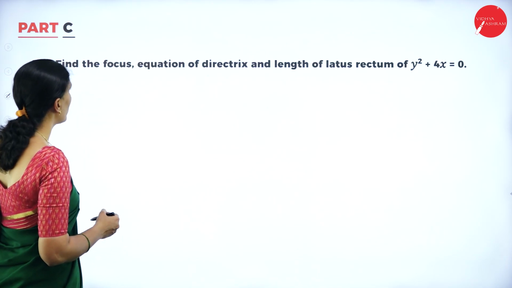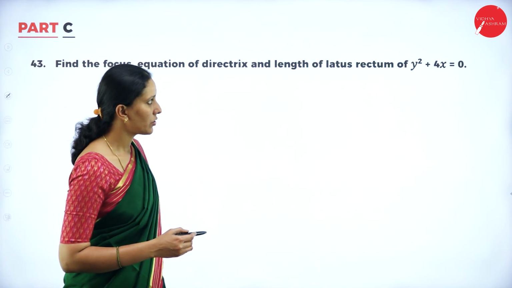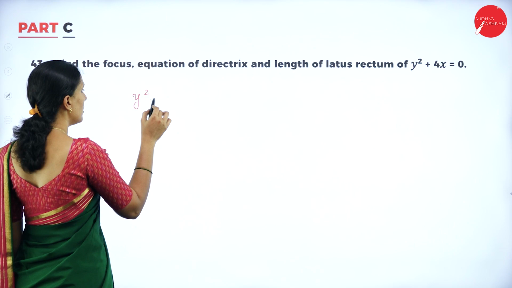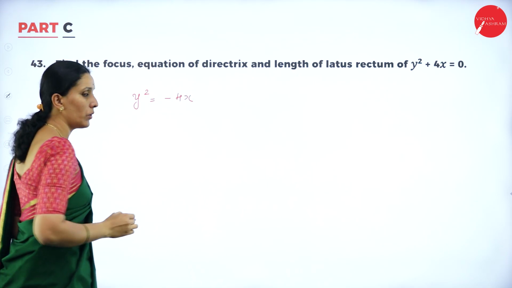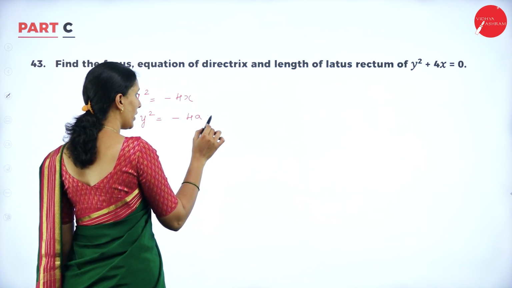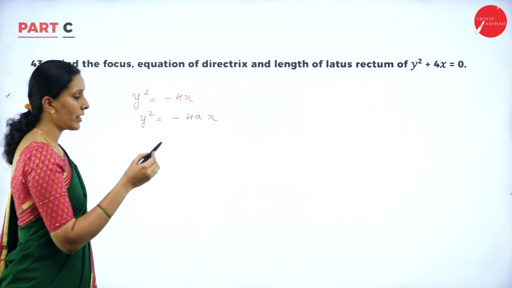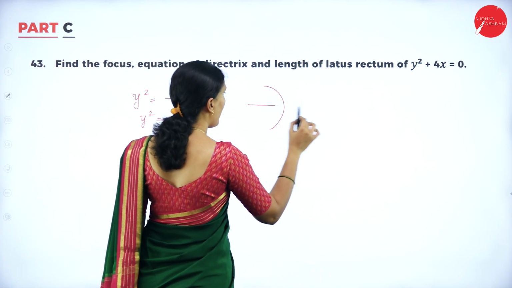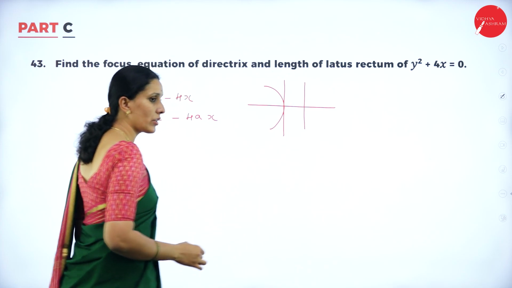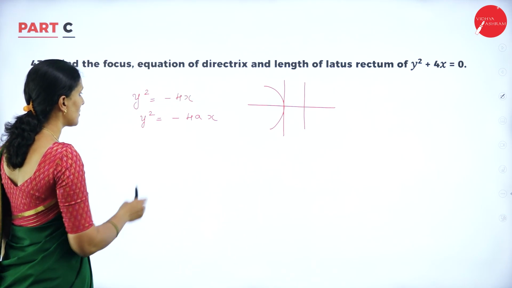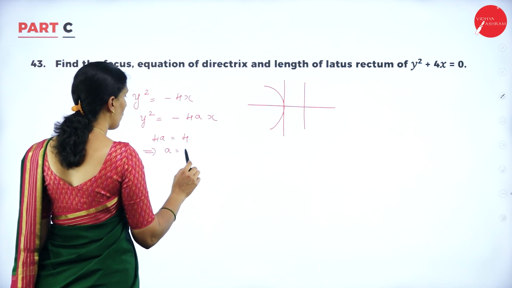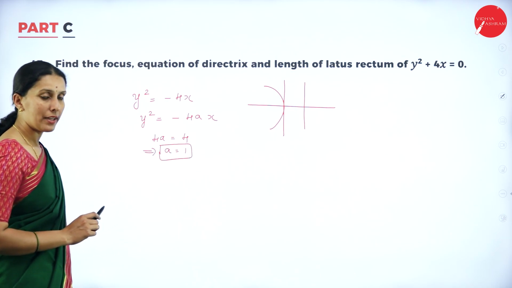Next. Find the focus, equation of directrix and length of latus rectum of y square plus 4x is equal to 0. So clearly it's an equation of a parabola. So let me write it in the form of y square is equal to minus 4x. So let us compare this to the standard equation, y square is equal to minus 4ax. So obviously when you have y square is equal to minus 4ax, it's a left-handed parabola. So that means your focus is on the negative side of the x-axis, your directrix will be on the positive side of the x-axis. So here 4a is equal to 4. So this implies a is equal to 1. So your value of a is equal to 1 now.